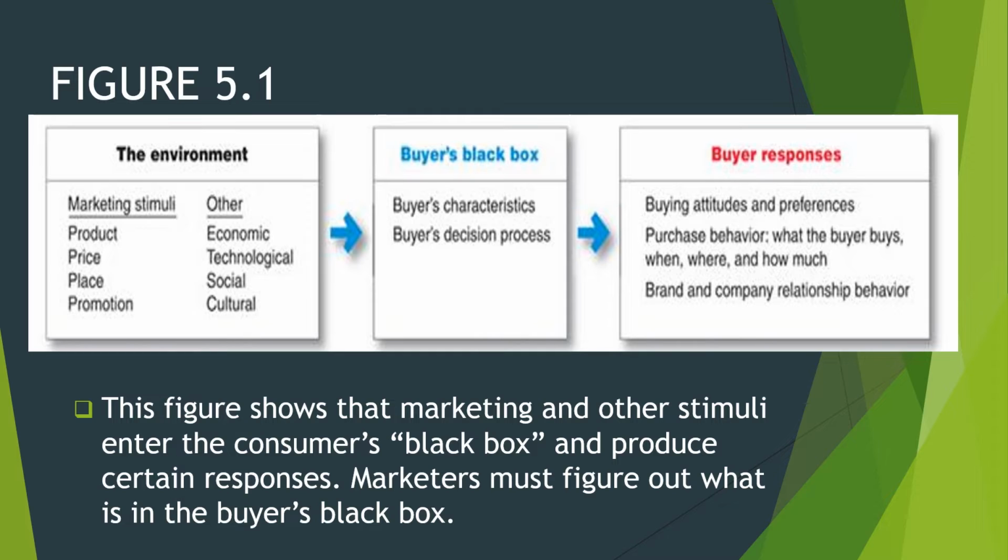After the marketing and other stimuli, they proceed to the buyer black box. This is where the buyer characteristics and buyer decision process enter. In the buyer responses, this is where the buyers give their answer or reply to the product. They decide what to buy, where, when, and how much it costs.